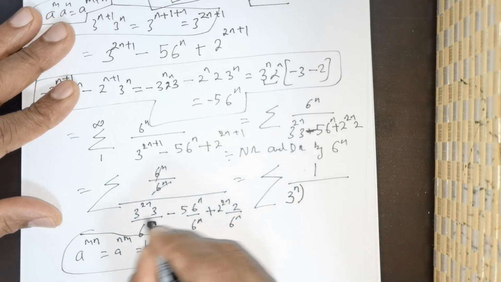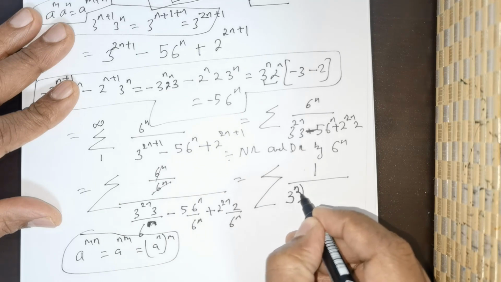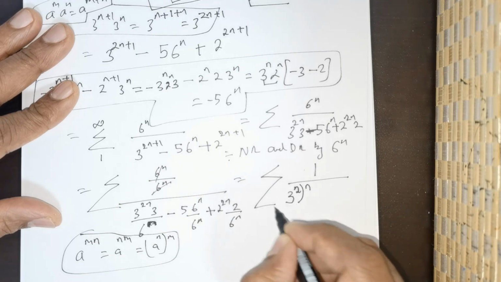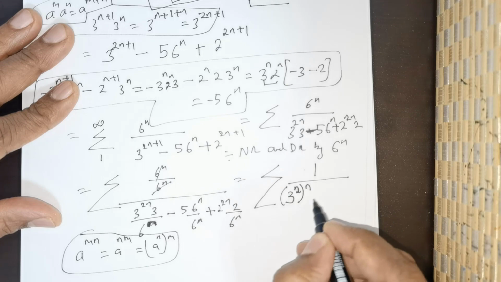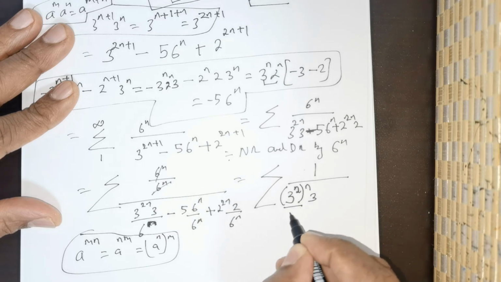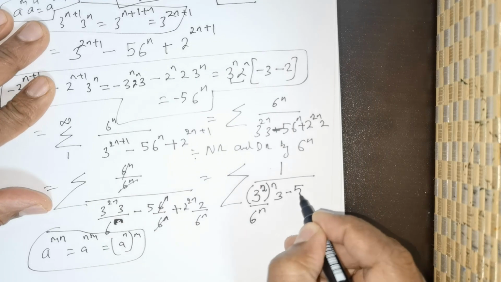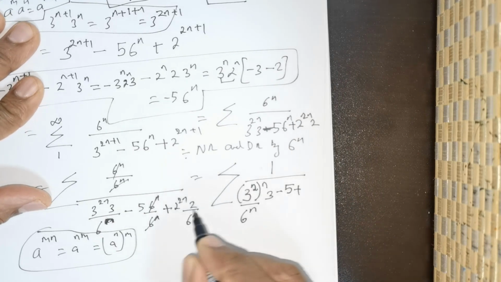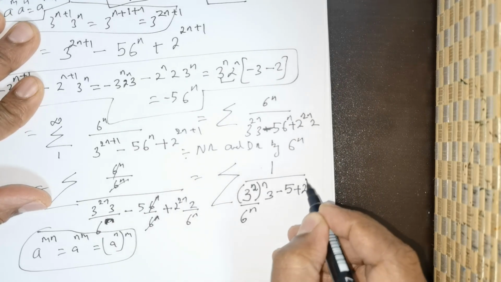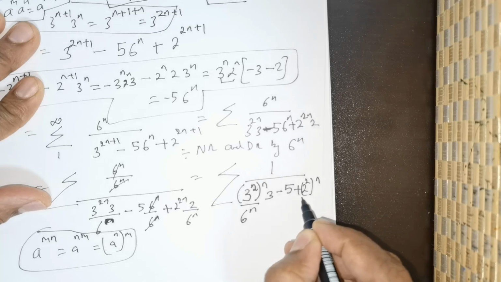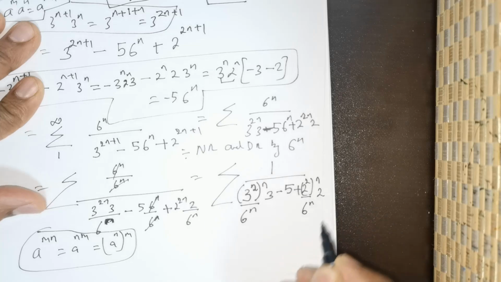So what I wish to do is 3 raised to the power of 2n. I'm going to write it as 3 raised to the power of 2, the whole raised to the power of n. Fair enough, right? Multiplied by 3 divided by 6 raised to the power of n. Now these two get cancelled, giving you negative 5, positive. Now this is going to be 2 raised to the power of 2, the whole raised to the power of n, divided by 6 raised to the power of n times 2.